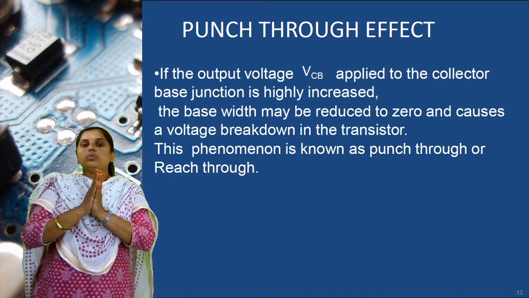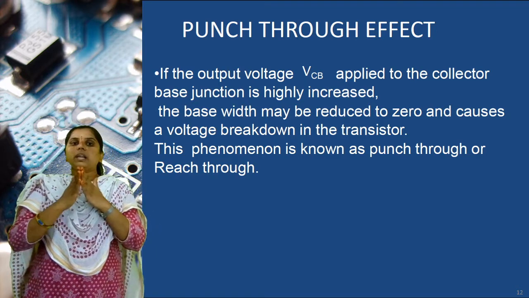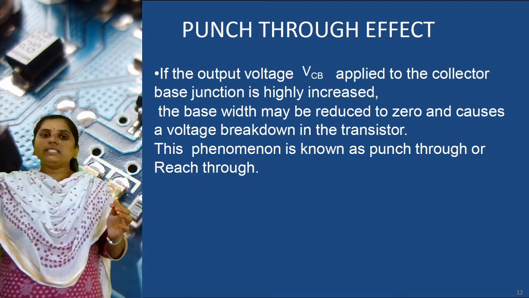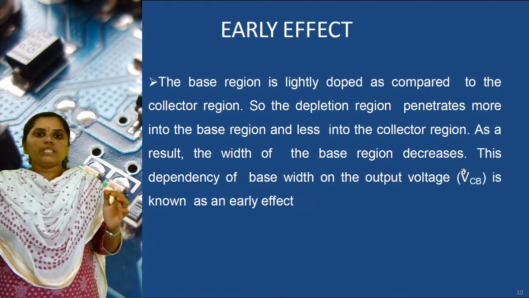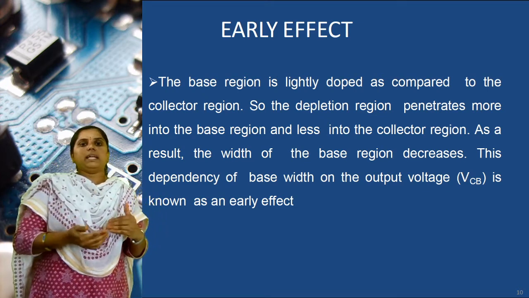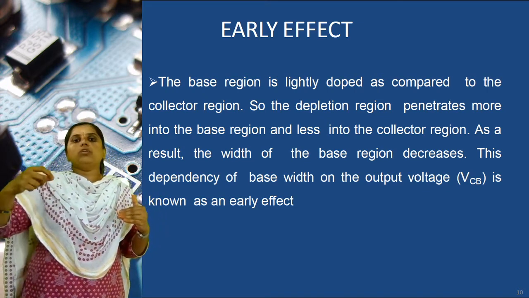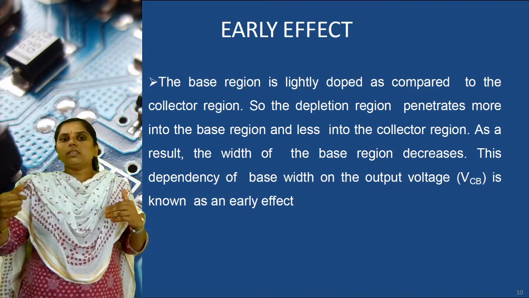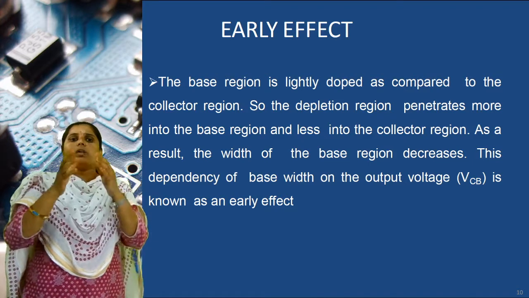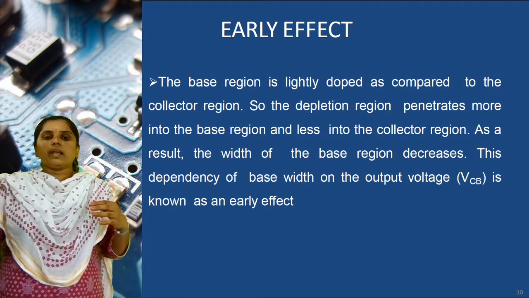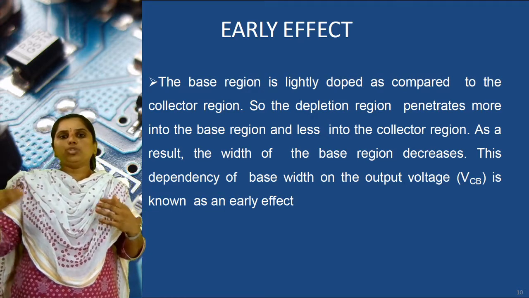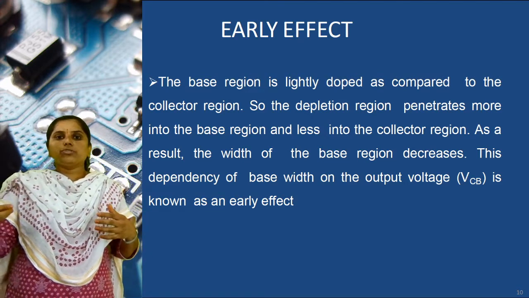This phenomenon is known as punch through or reach through effect. Is it clear? So the base width depends on the output voltage, and this dependence is nothing but the early effect. If we increase the output voltage to a high level, then what happens? The complete base width will disappear here, then voltage breakdown occurs in this region. This phenomenon is known as punch through or reach through effect.